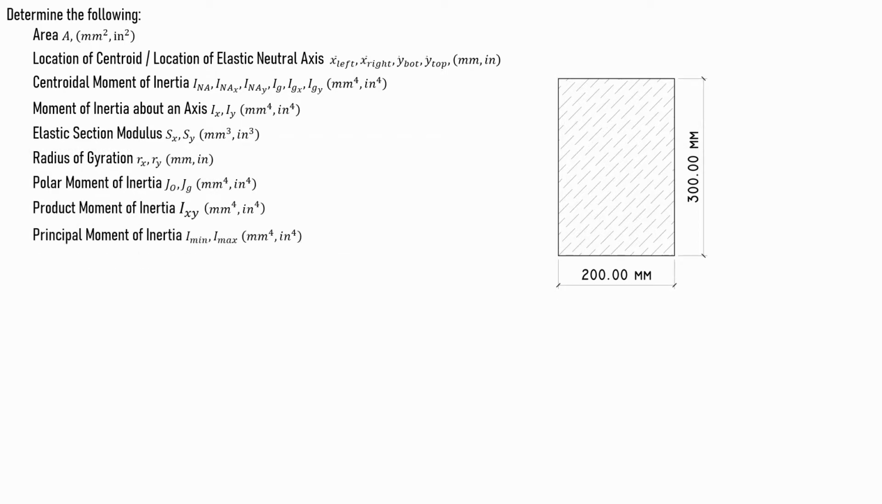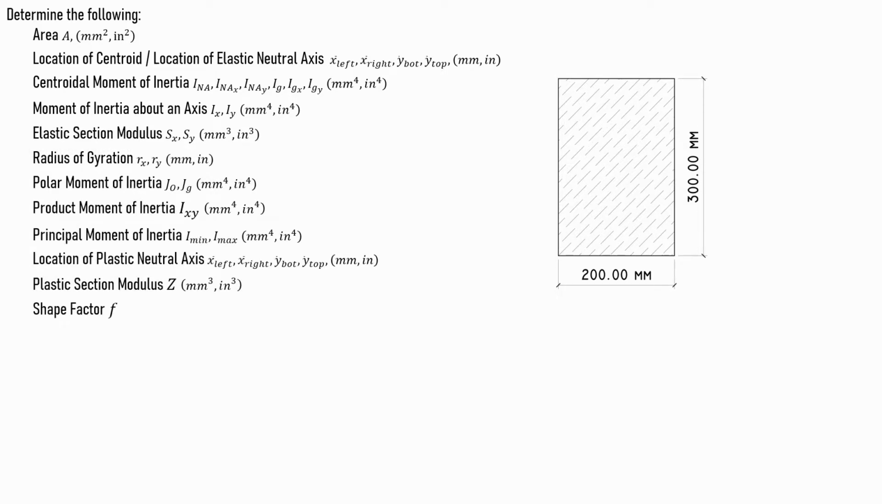So area, location of centroid or location of elastic neutral axis, centroidal moment of inertia about an axis, elastic section modulus, radius of gyration, polar moment of inertia, product moment of inertia, principal moment of inertia, location of plastic neutral axis, plastic section modulus Z, at saka yung shape factor. Marami lang yan pero wala namang mahirap na isolve dyan.